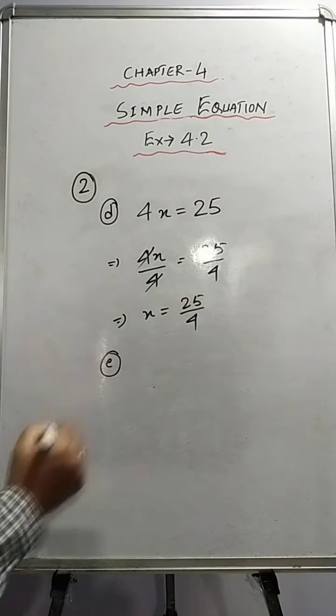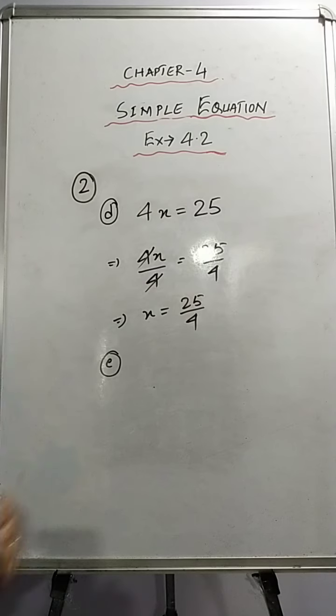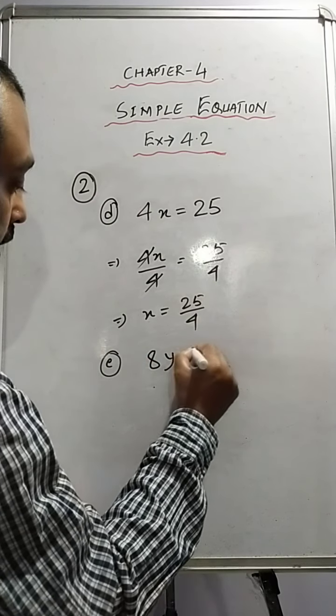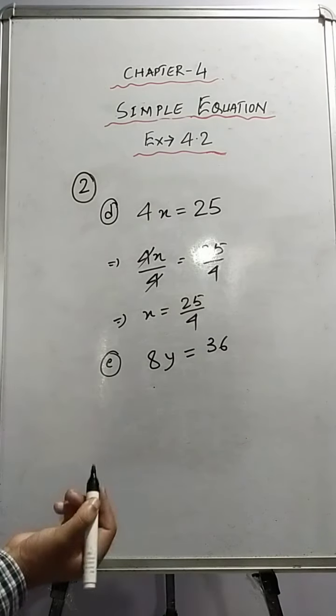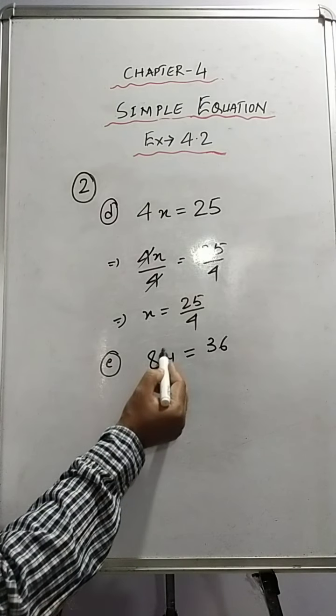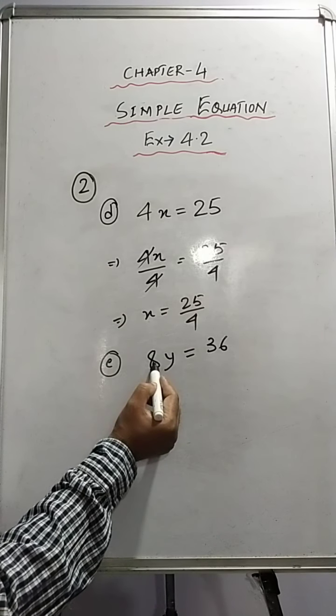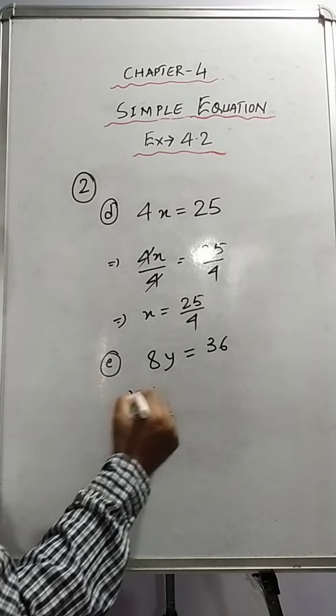Now let's see what is sum number E. In sum number E, we have 8y is equals to 36. Same thing we have to do. This time we have the variable as y, and with y we have 8. So we have to remove this 8. So what exactly do we have to do?